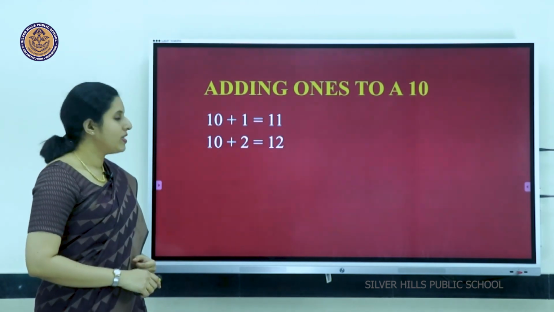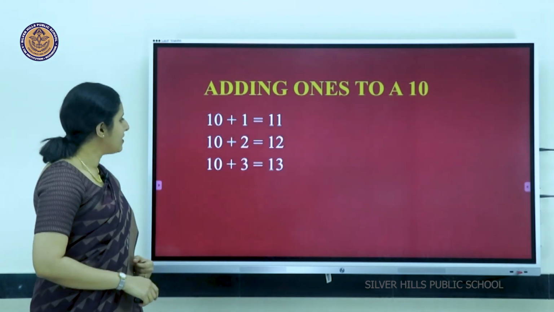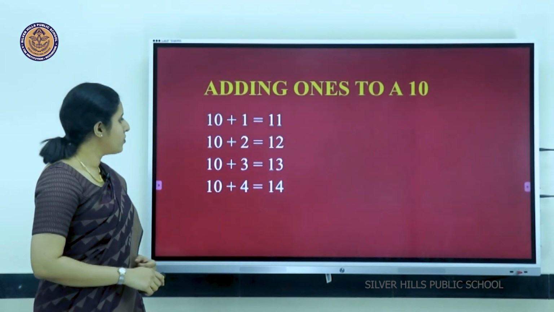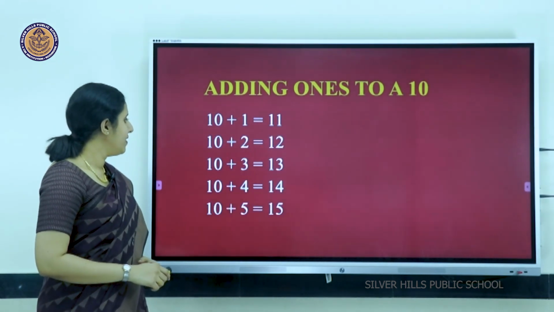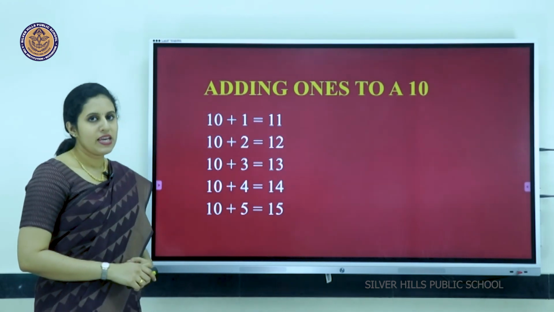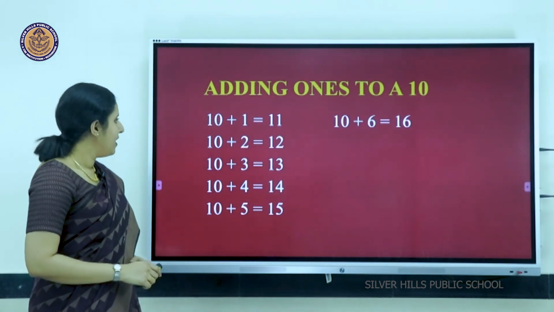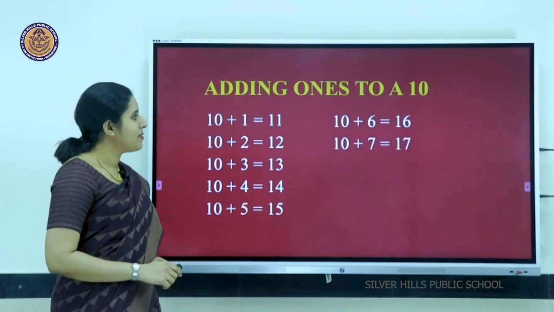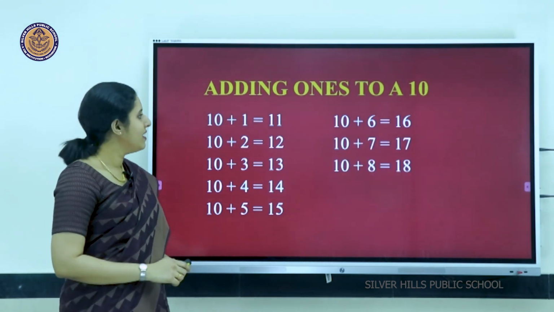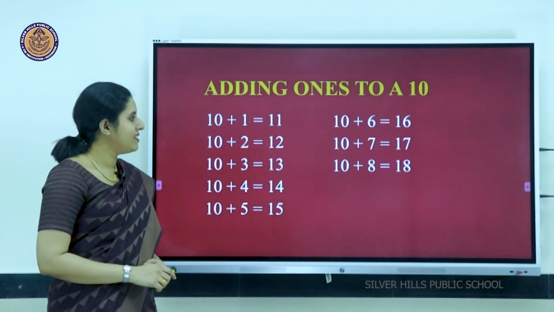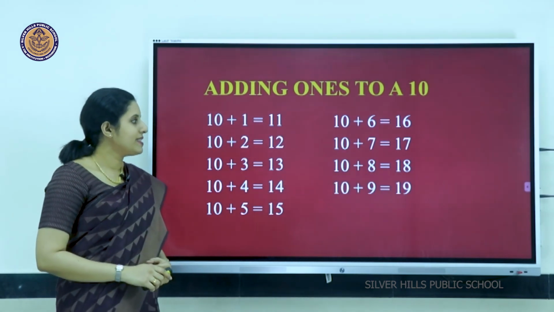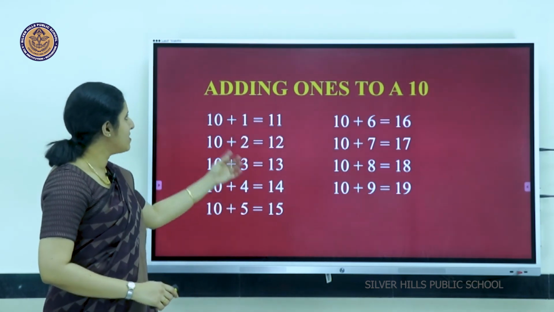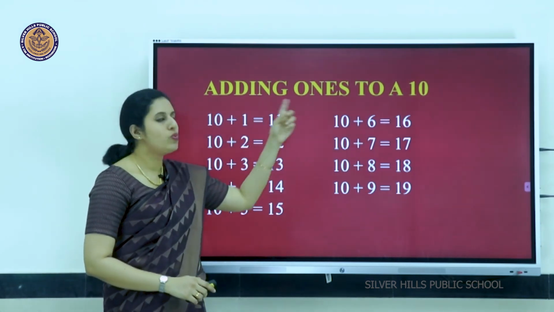10 plus 2 is 12. 10 and 3 put together is 13. 10 and 4 put together is 14. 10 and 5 put together is 15. 10 and 6 gives you 16. 10 plus 7 is 17. 10 plus 8 is 18. And 10 plus 9 is 19. So these are the addition sentences for adding ones to a 10.